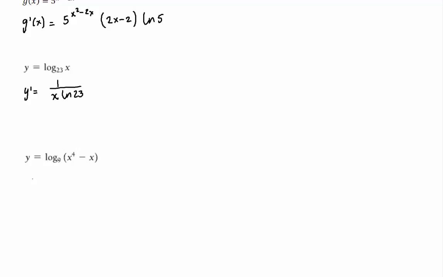What if you don't have just x but another function inside? Same deal as we did before, in the sense that you do the derivative of the inside over the inside. So 4x cubed minus 1 over the inside. But since it's not the natural log but the log base 9, you pay with the natural log of 9 in the denominator. So whenever it's a logarithm, the natural log of the base goes in the denominator, and when it's an exponential, it multiplies.